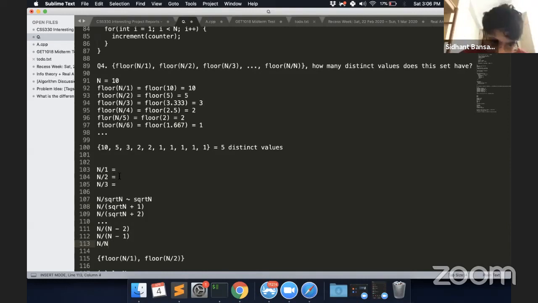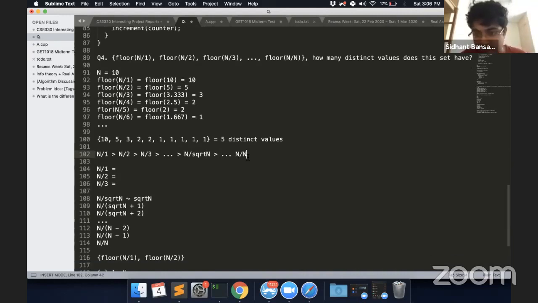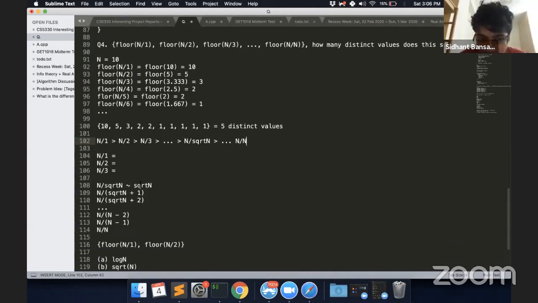Notice that this function is decreasing, right? Obviously n by 1 is greater than n by 2, which is greater than n by 3, and so on, till n by square root n, and then so on till n by n. It's obviously a decreasing function. When you've already reached the value square root n, you know that the last value is definitely 1, common sense.